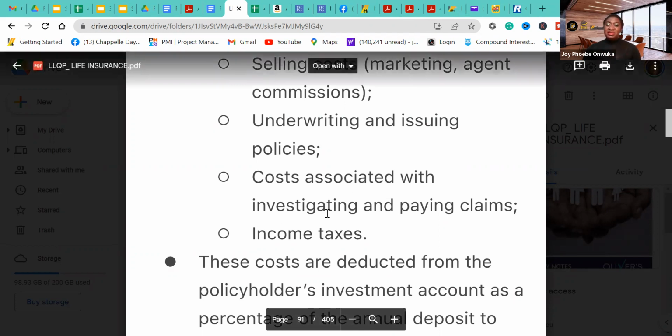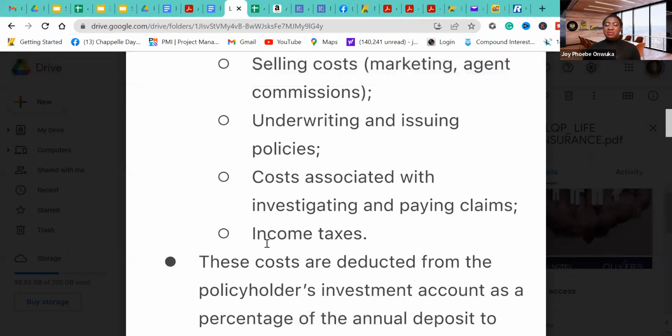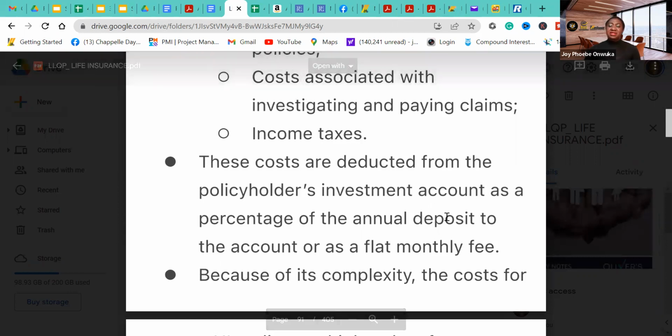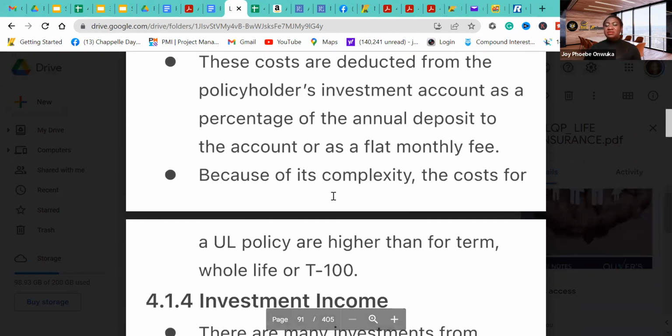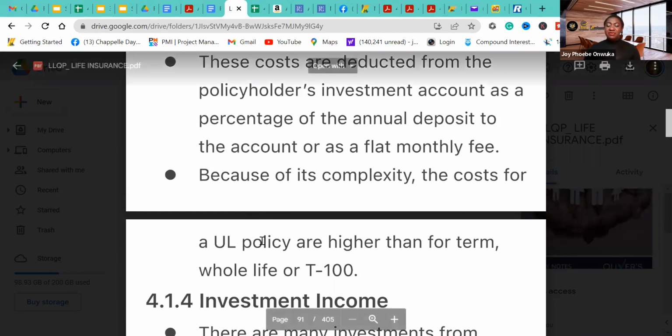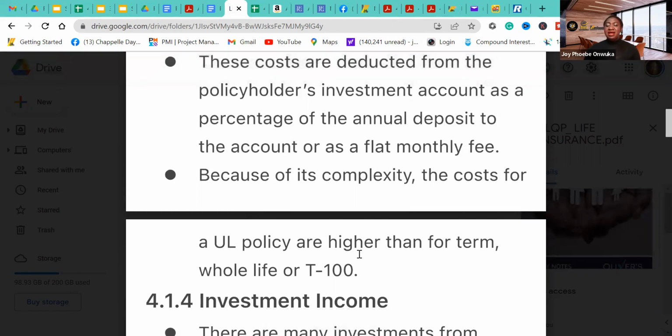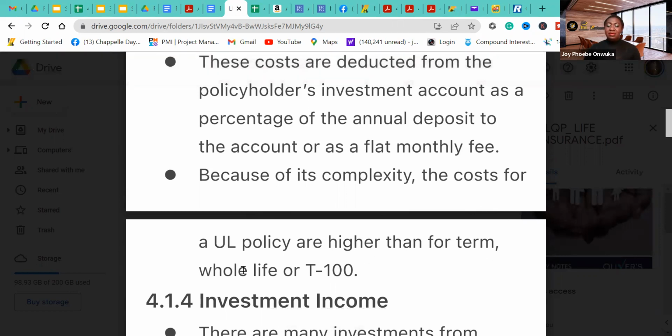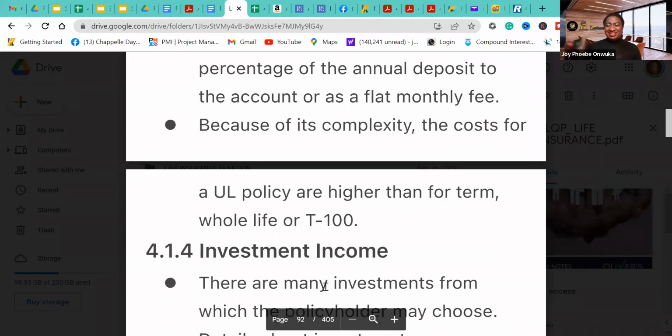Next, costs associated with investigating and paying claims. That's self-explanatory. And then income taxes. These costs are deducted from the policyholder's investment account as a percentage of the annual deposit to the account or as a flat monthly fee. Because of its complexity, the costs for a universal life policy are higher than for whole life or T100. Interesting.